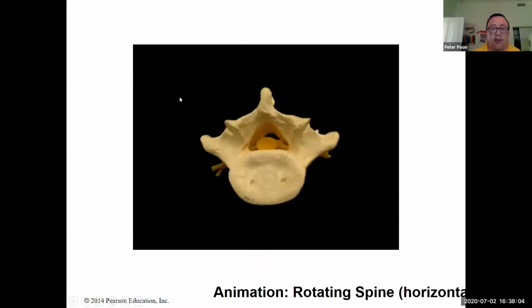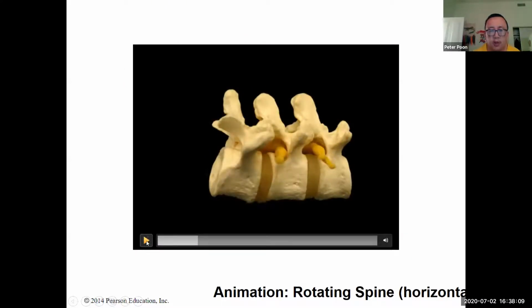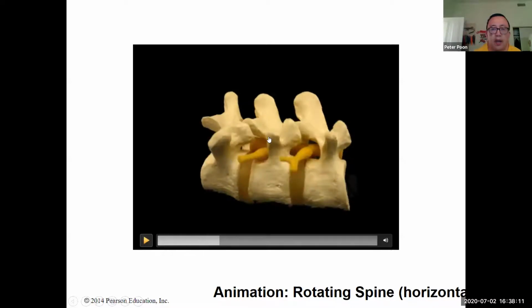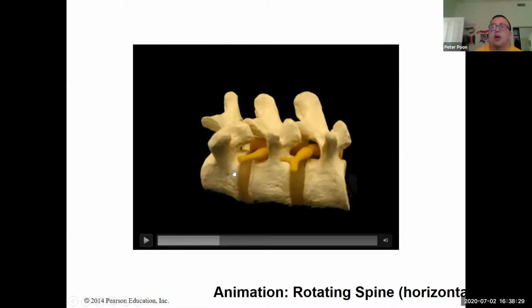The other foramen is that hole right there. It is in between two vertebrae, and it's called the intervertebral foramen. The spinal nerve runs out of the intervertebral foramen. The spinal cord runs in the vertebral foramen. The spinal nerve runs out of the intervertebral foramen.